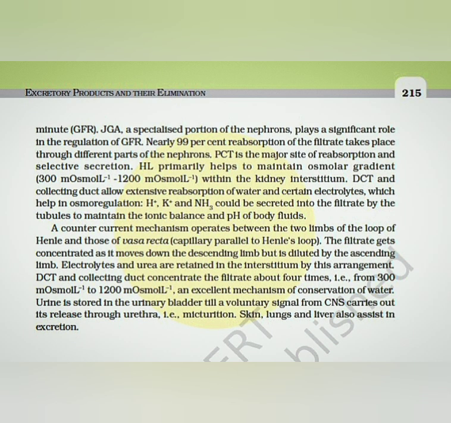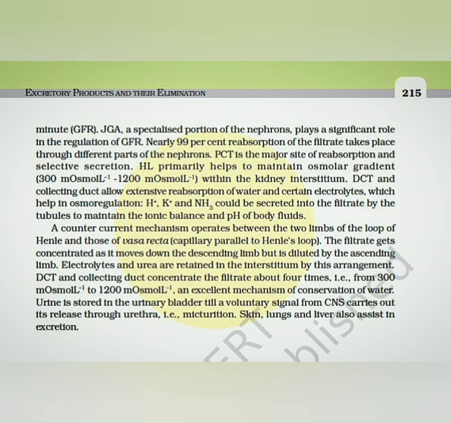PCT is the major site of reabsorption and selective secretion. Henle's loop primarily helps to maintain the osmolar gradient, 300 milliosmolar to 1200 milliosmolar, within the kidney interstitium. DCT, distal convoluted tubule, and the collecting duct allow extensive reabsorption of water and certain electrolytes, which help in osmoregulation. Hydrogen, potassium, and ammonia could be secreted into the filtrate by the tubule to maintain the ionic balance and pH of body fluid.